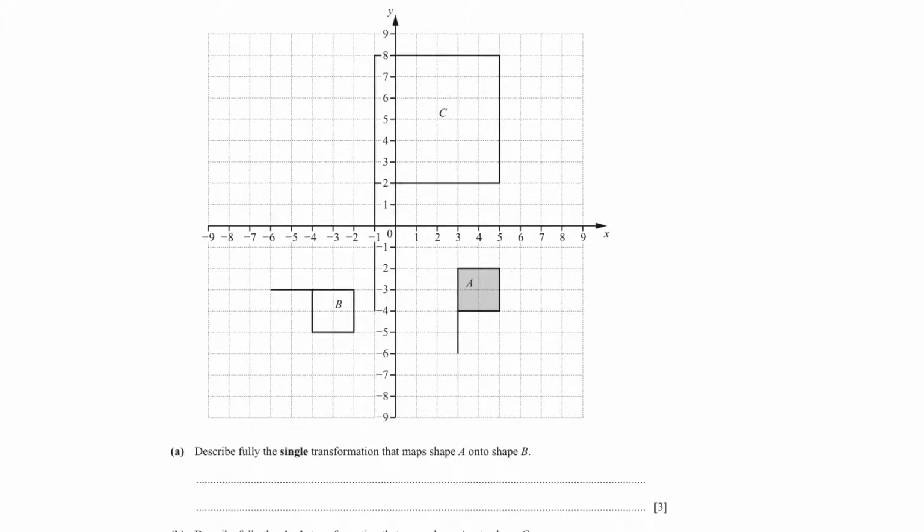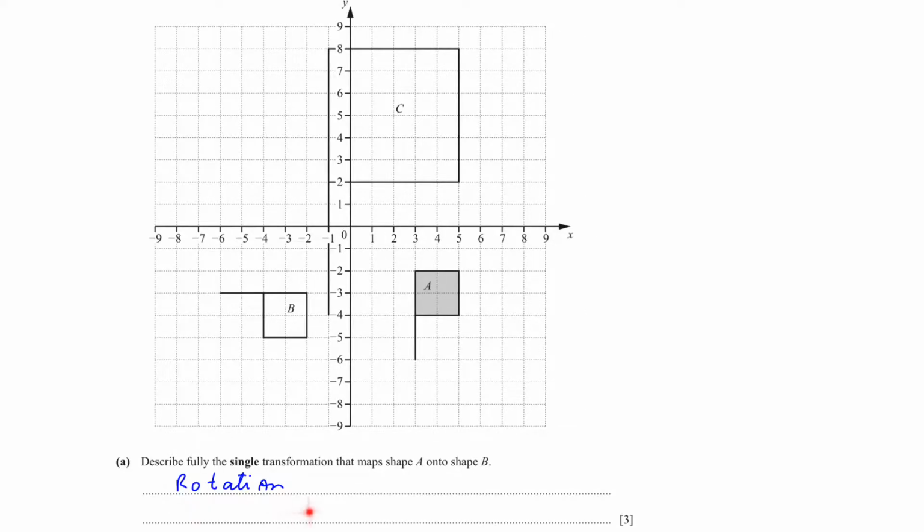7a. Describe fully the single transformation that maps shape A onto shape B. We can see that the size is the same, so it is not enlargement, and the shape has been changed, so it's not translation, so it is rotation.